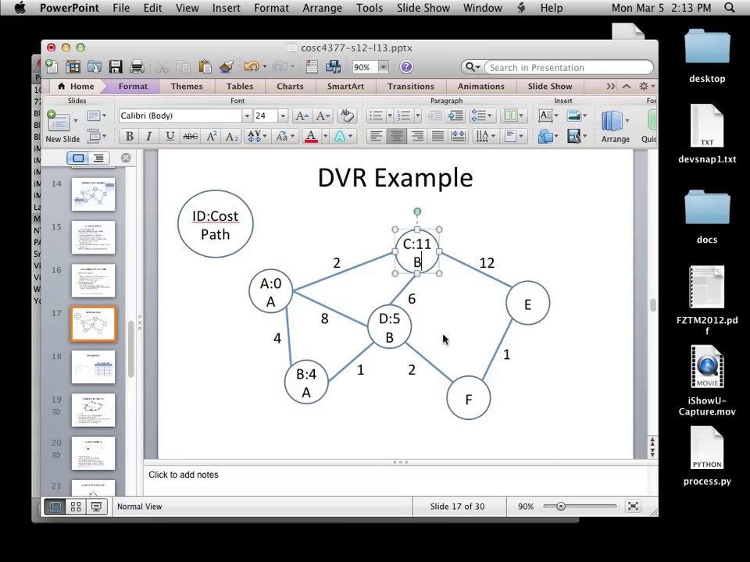But how about C? C also received that message from A. The message says 0, right? So what should C do? It's going to update to what? 2 and A. 2 and A. So this is how distance vector routing protocols work. Any questions? Because I think it's best to just discuss it using an example like that. So we talked about distance vector routing protocol abstractly, and now this is much more concrete.